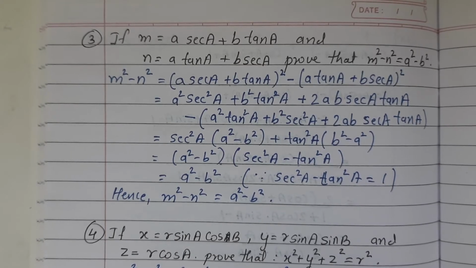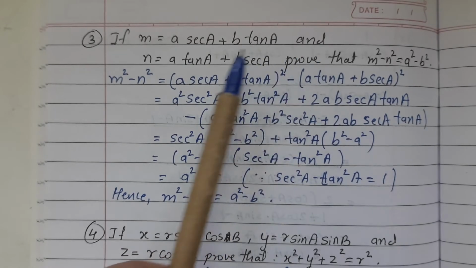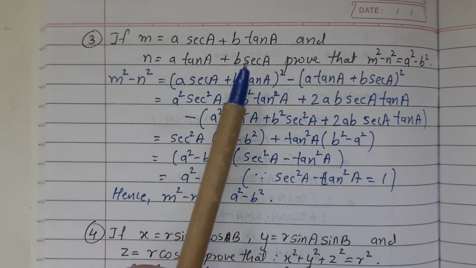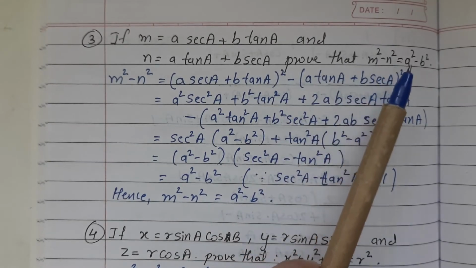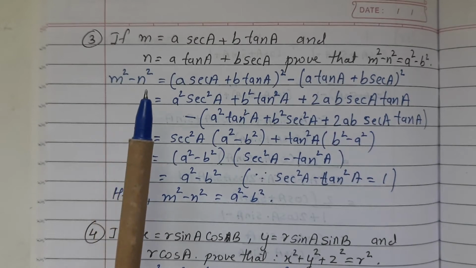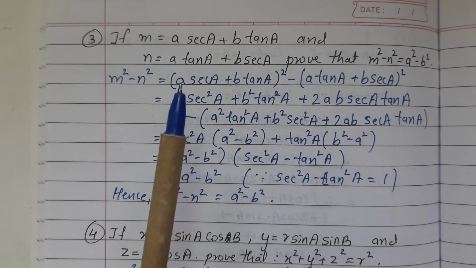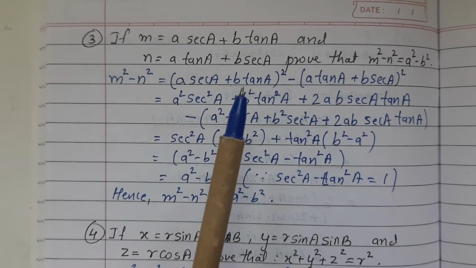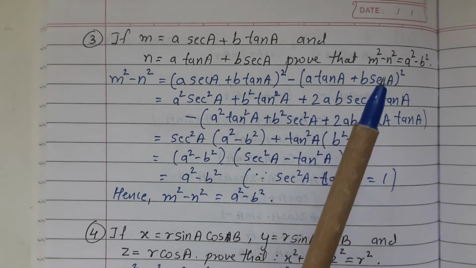Sum number 3. If m equal to a sec A plus b tan A and n equal to a tan A plus b sec A, prove that m square minus n square is equal to a square minus b square. m square minus n square, substitute the value of m and n, which is (a sec A plus b tan A) the whole square minus (a tan A plus b sec A) the whole square.